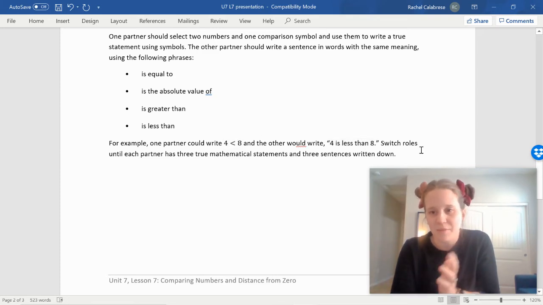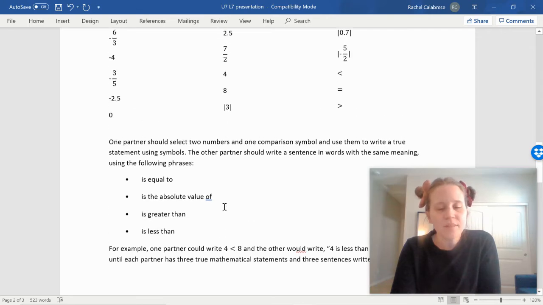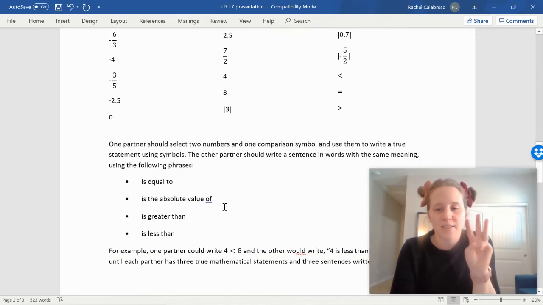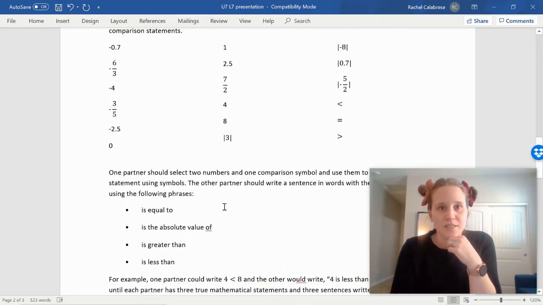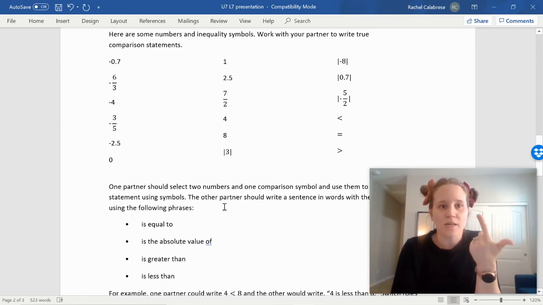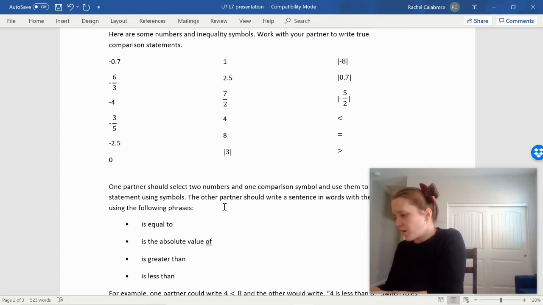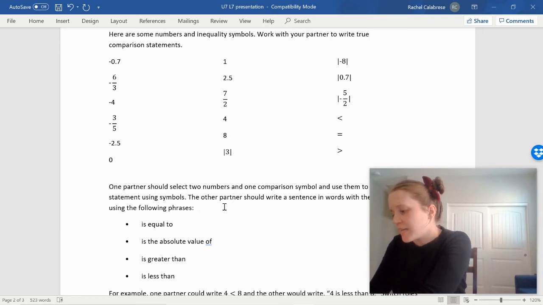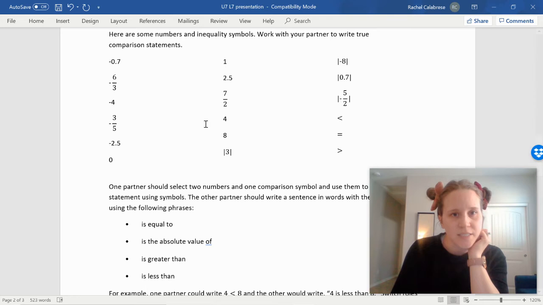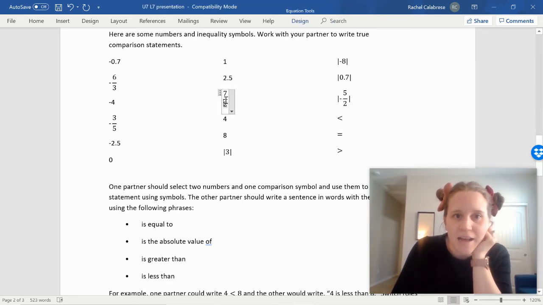Then you're going to switch roles. We can't really do that. So what I want you to do is go ahead and write 3 statements with symbols and words. Okay. I'm going to give you an example so you know exactly what I'm looking for. Let's label this question 3. And I want you to give me A, B, and C. Okay, you're going to be doing 3 statements. So I'm going to pick 2 numbers. I like 7/2 and I like 1.